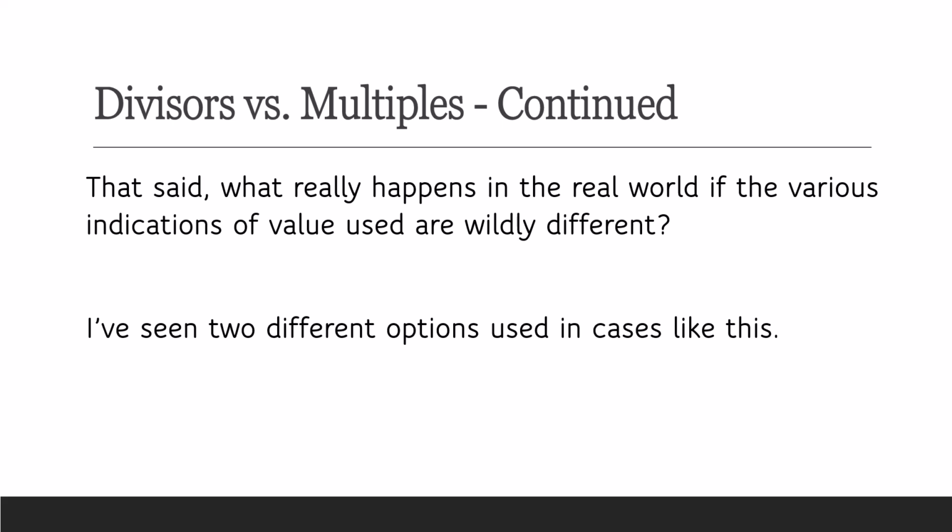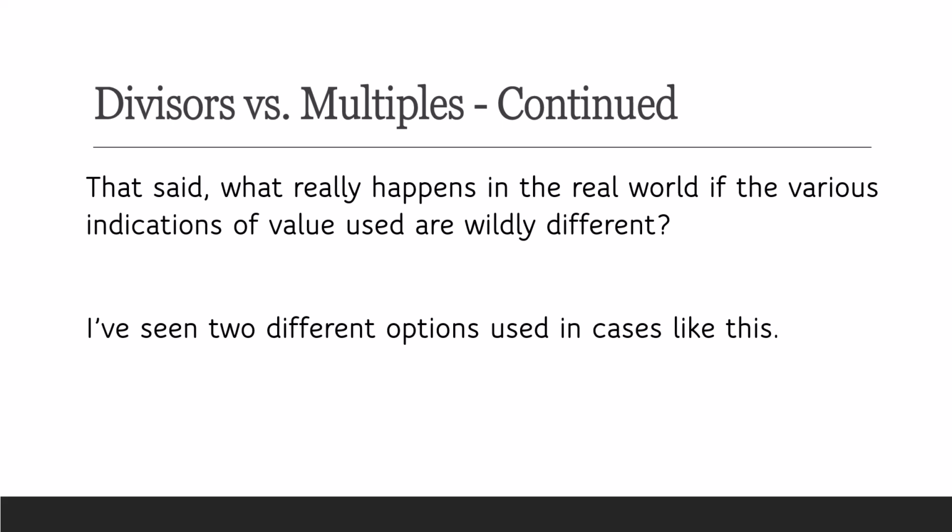Of course, that said, what really happens in the real world, when an appraiser comes up with their valuation, they do X number of methods and they each come up with wildly different indications of value. Well, I've seen two different options. I've seen one appraiser where they just simply shrug their shoulders and say, that's interesting. Let's average them all together and there's my number. I don't believe that's the best way of doing it or dealing with it.